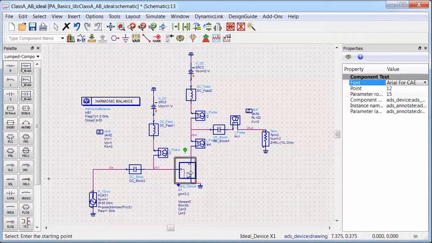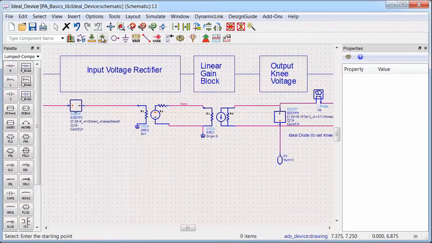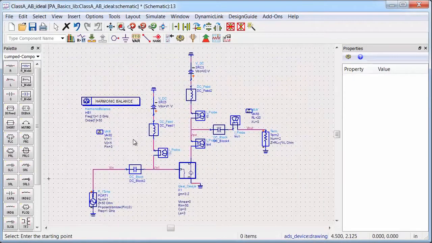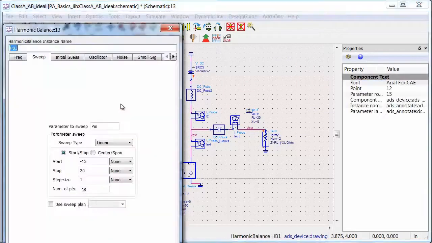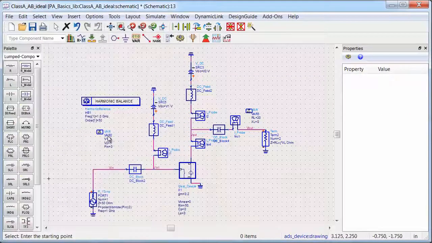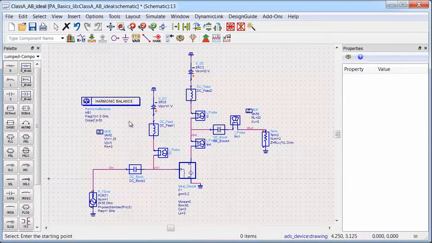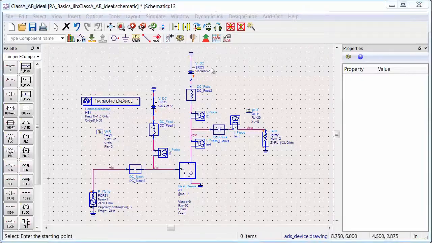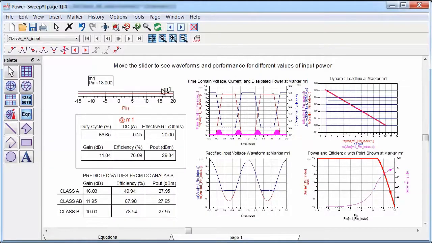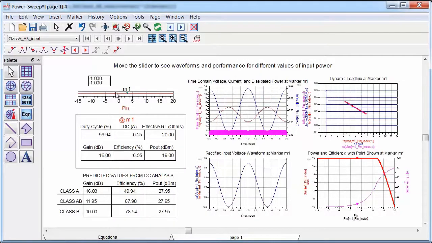So now I'm going to run a large signal harmonic balance simulation on this device to see if there's agreement between the predicted values and the values from the equations. I've set this up to do an input power sweep on my model from -15 to 20 dBm, and I'll set the bias point at the input and the load line at the output with variables, and now I will run the simulation.